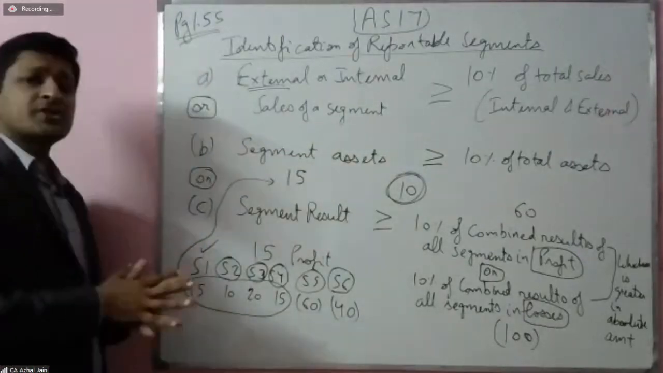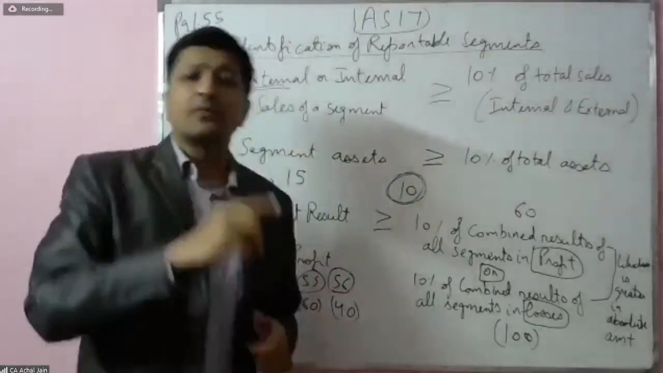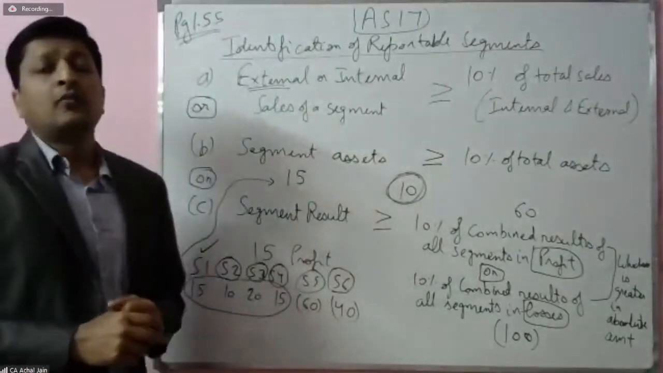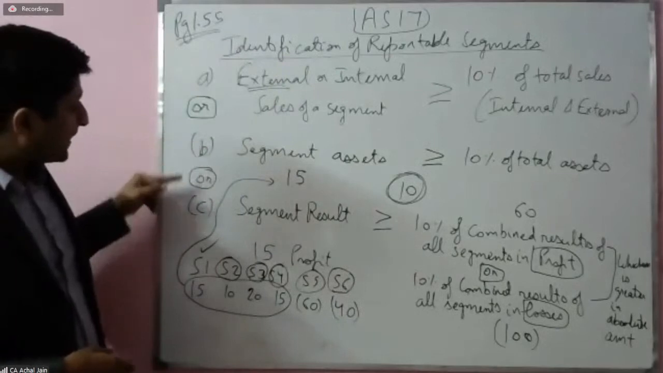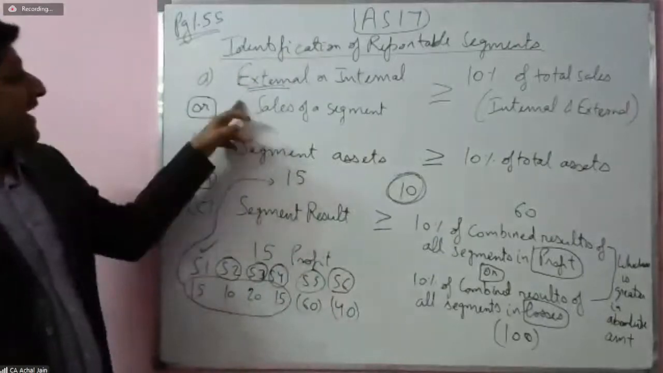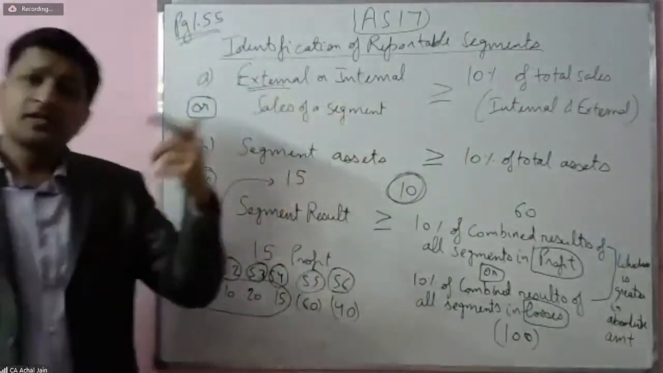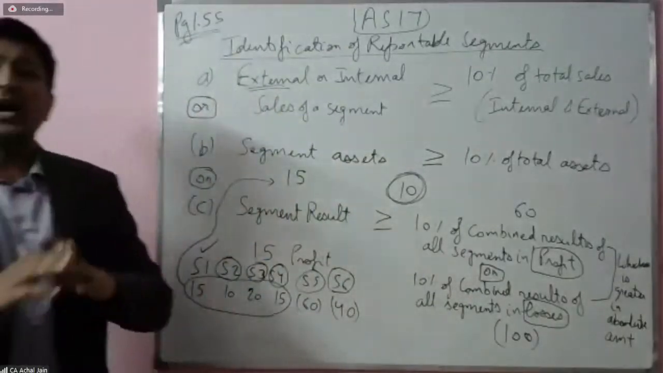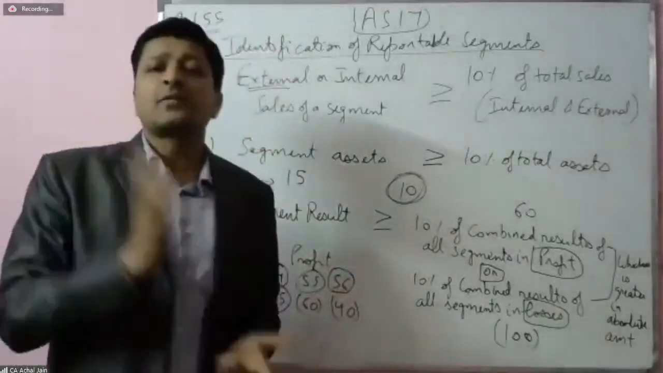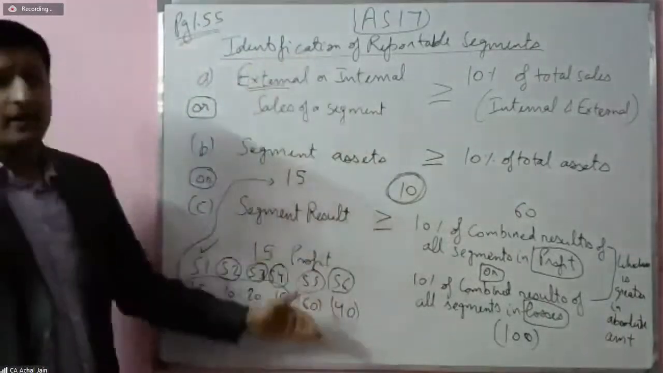Okay, now, with which we started, we are saying if we have to identify a reportable segment, we need to look at the criteria. If any of these criteria is met, means if A is met, then the segment will become reportable. If B is met, segment will become reportable. If let's suppose A is met, but B and C are not met, even then segment will become reportable. Means any of the criteria has to be checked. Not all the criteria have to be checked.